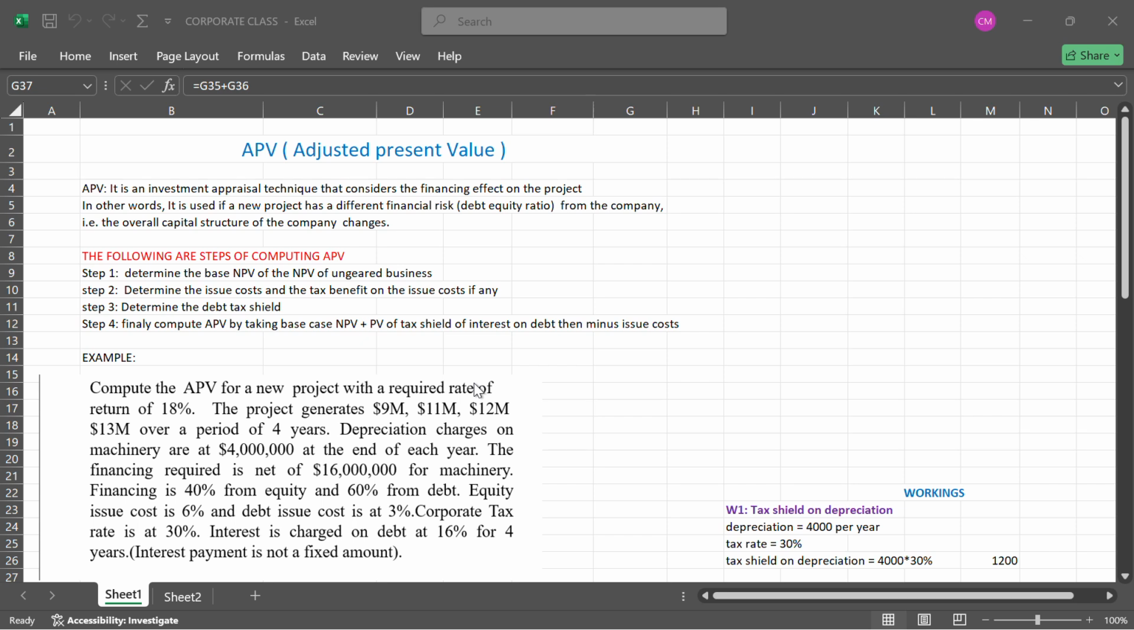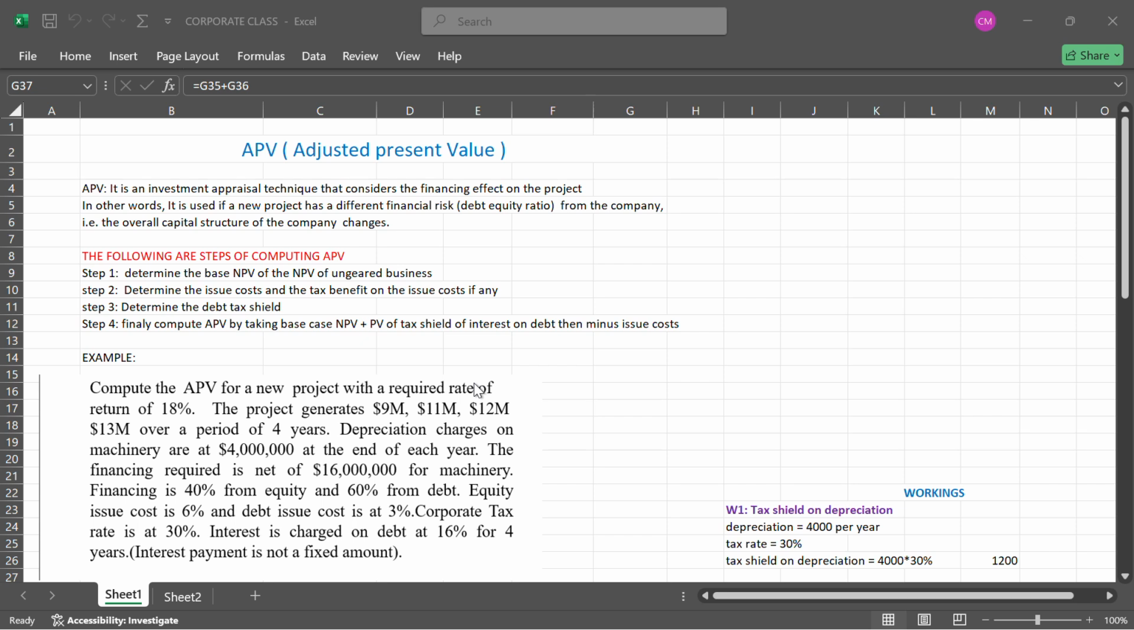And then the last step, which is step 4, you compute adjusted present value by taking base case NPV plus the present value of the tax shield of the interest on debt as you computed, and then you subtract the issue cost, both issue cost on equity or issue cost on debt. Whatever you have been given, you must deduct it from this base case NPV, which was calculated using the cost of equity for an all-equity financed project, or an ungeared business.